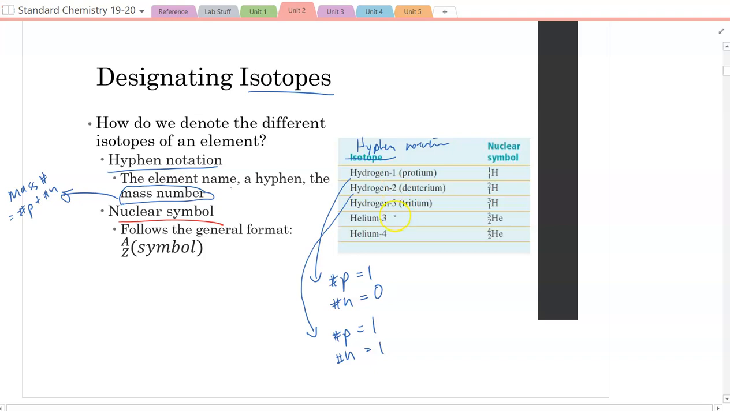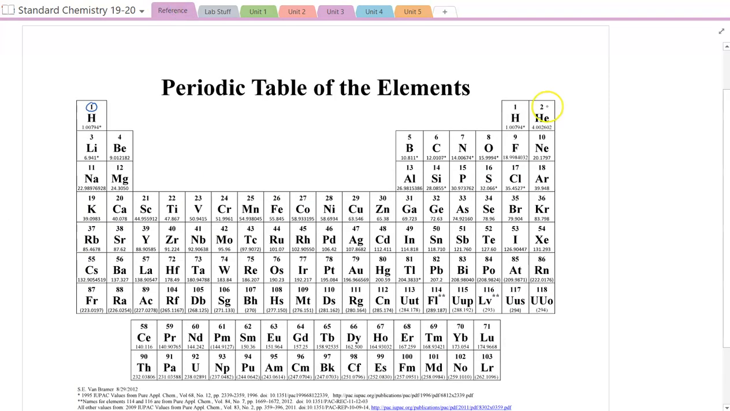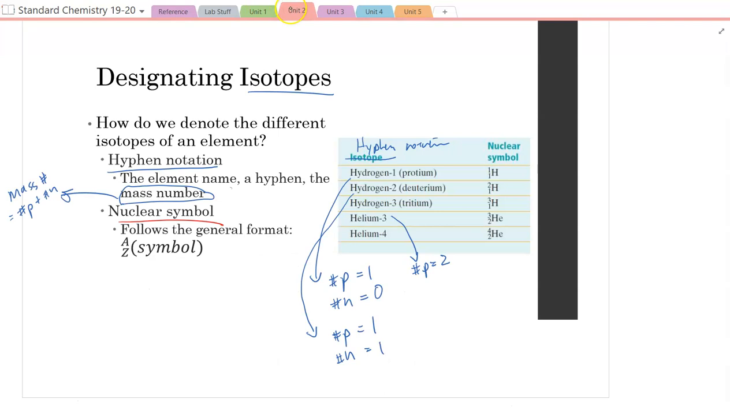Just for the sake of comparison, take helium-3, for example. The number of protons in this case is going to be 2. Where did I get the 2 from? It comes from the periodic table, knowing that helium has an atomic number of 2, so the number of protons is also 2. So P equals 2. That means for this specific isotope, since the sum of protons and neutrons is 3, the number of neutrons has to be 1.